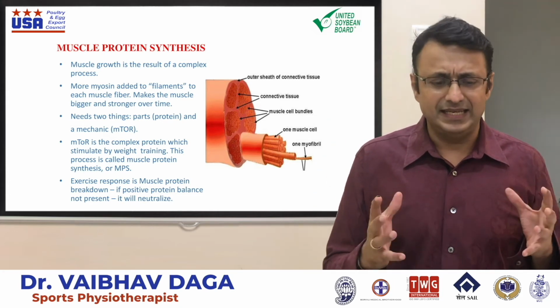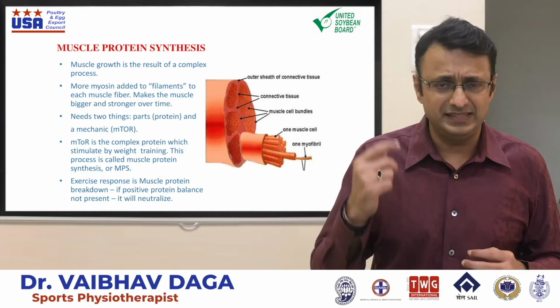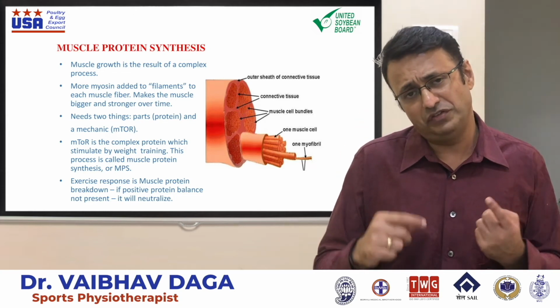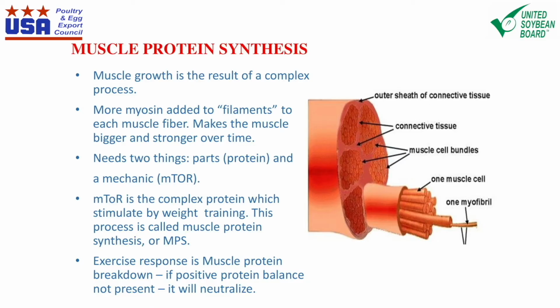So it's not easy, as I said. It needs two things. Any engine which needs to be built needs a mechanic and parts. The parts are the protein here, and the mechanic is the mTOR, which is the complex protein. mTOR is the complex protein that regulates when and how much your body starts to build muscle.